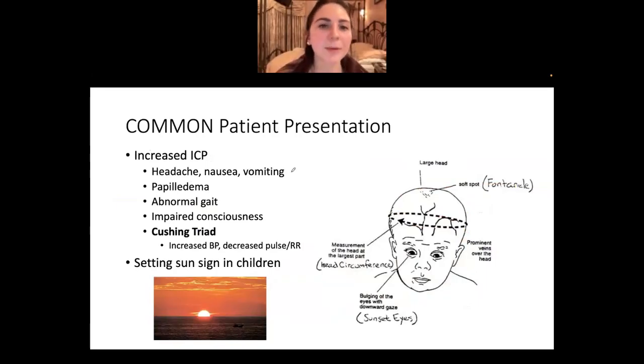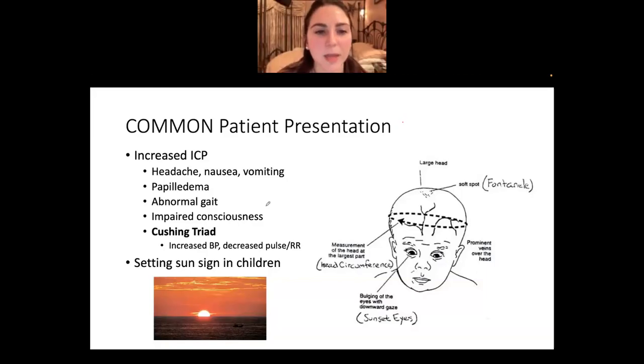All right, your common patient presentation. This is for any of them, any communicating or non-communicating. The number one thing that's going to happen is increased intracranial pressure, or ICP. How that's going to present is with headache, nausea, vomiting, papilledema, so the eyes are going to have weird findings on your ophthalmic exam, an abnormal gait, impaired consciousness. All things that happen from just having too much pressure in your brain.